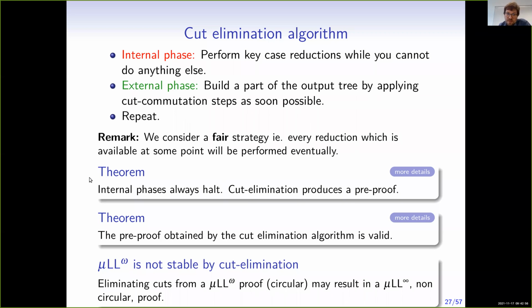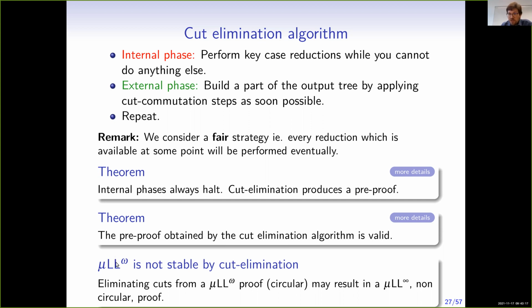The result we have is that the internal phase always halts, and cut elimination therefore produces a pre-proof, but not necessarily a valid proof object, and actually this pre-proof is valid. So we do not lose valid threads during the cut elimination.